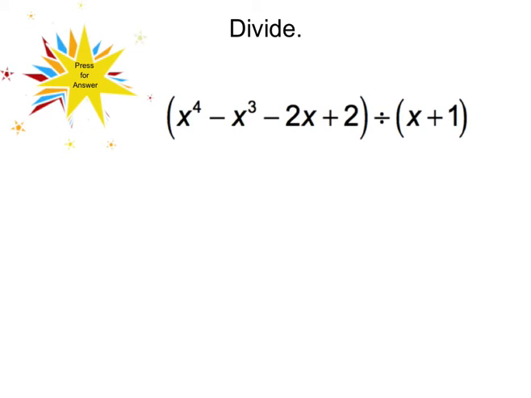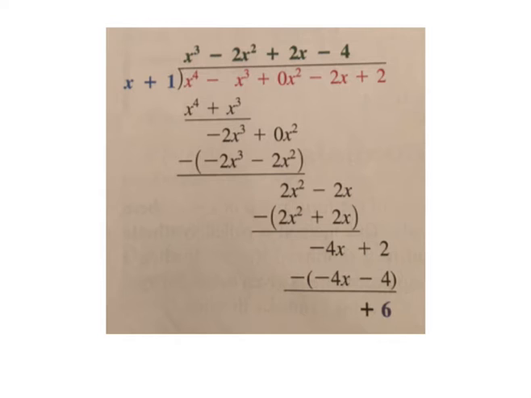Now, again, I'd like you to divide. When you're ready, press play and see if you got the right answer. And here's my solution. If you did not get the correct answer, press pause, take a look, see if you can't find your mistake. And let's see, I noticed one thing on here. There's a plus 6 as a remainder. I would have written this as plus 6 over x plus 1.